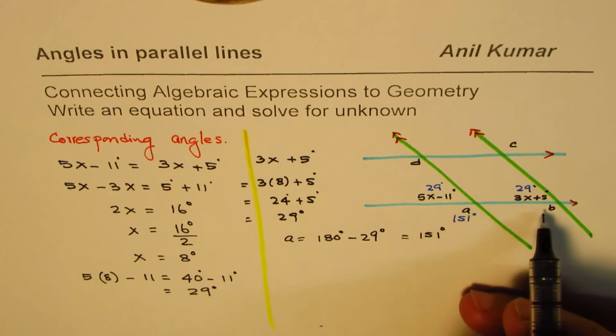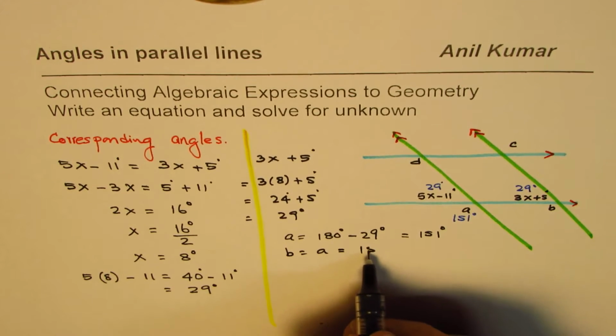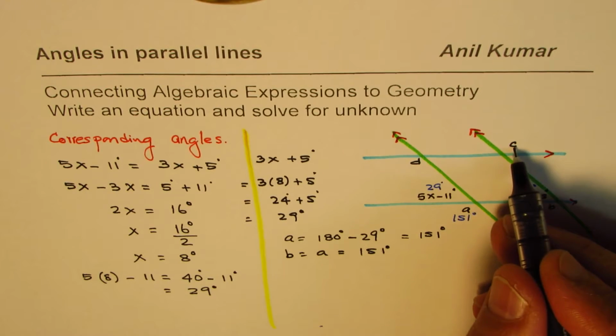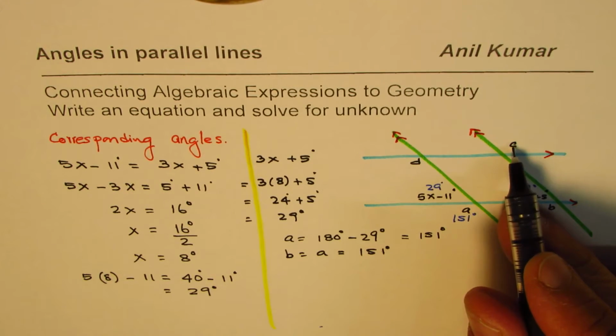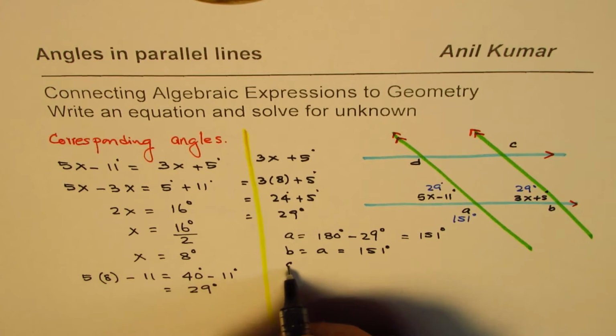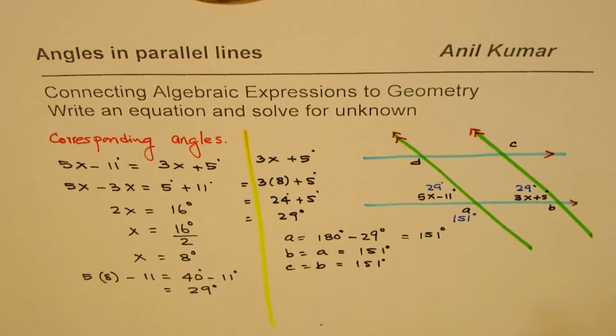Now if A is 151, then what is B equal to? Now B and A are corresponding angles. B is equal to A. That should also be equal to 151 degrees, right? Now B and C are exterior alternate angles, correct? B and C are exterior alternate angles. C is equal to B. That should also be equal to 151 degrees.